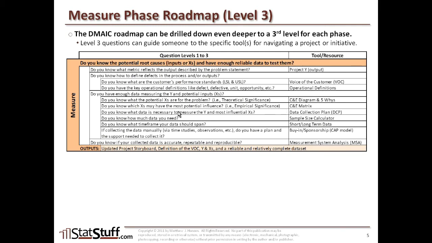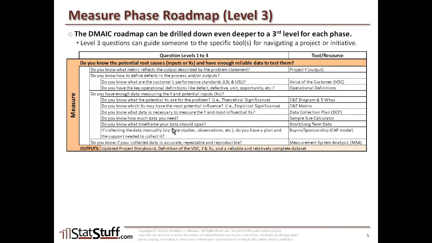Once we've got that, we move on to the next question. Do you know what data is necessary to measure the Y and the most influential X's? Well, if we're not sure, then we would explore using the data collection plan, or the DCP, to help us to answer that one. Once we've got that, we move to the next one. Do you know how much data you're going to need, especially if you're only going to be sampling data? Well, it's the sample size calculator that might be able to help us in answering that.